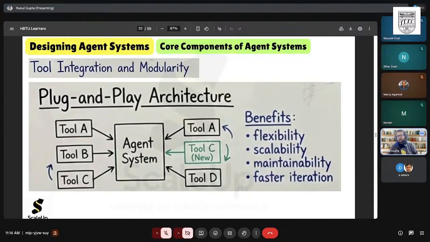Then very easily we can plug and play new tools. If some tool becomes obsolete, we can replace it with a new version. So the system will work very smoothly. So plug and play architecture for tools is very important. It will ensure flexibility, scalability, maintainability, and faster iteration.